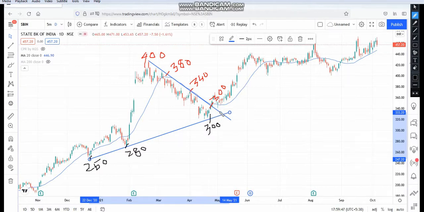So the battle is going on. At the end of the battle, the buyers won the battle. So the market has gone up from here. There is a breakout here in the resistance line, and the market went up till this stage. Here I will show you. Almost here the price was something around 333. From 333, State Bank of India has gone up to 450.